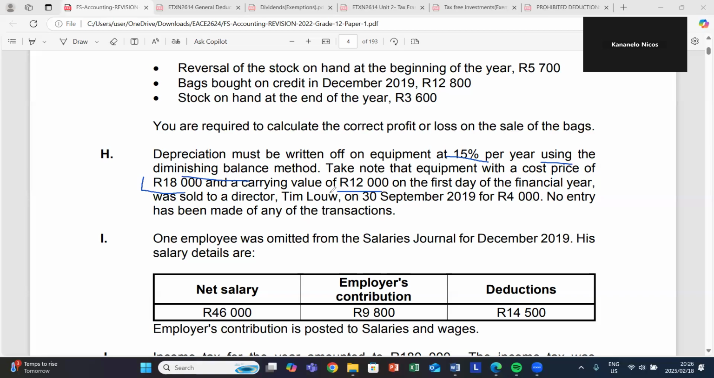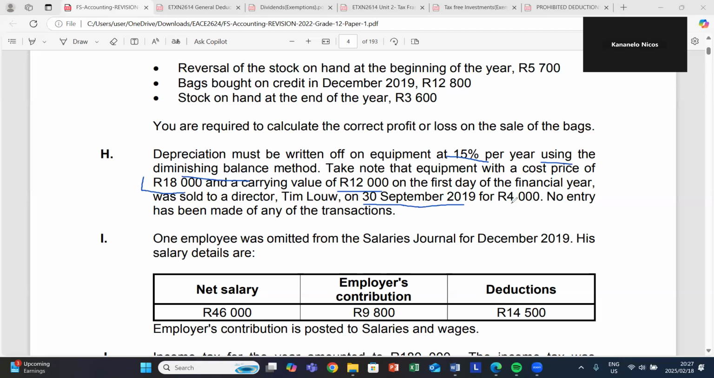So the carrying value of our asset when we commence with our business, it was how much? It was 12,000 rand at the beginning of the year. And then they're telling us that we sold it to a director, Tim Low, on the 30th of September 2019. You should also highlight this. You sold it on the 30th of September 2019 for 4,000 rand. You are not necessarily interested in the price that you sold our asset for.